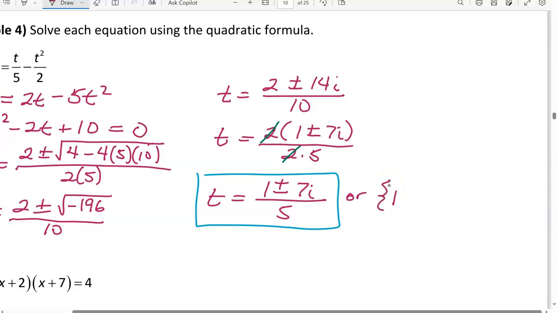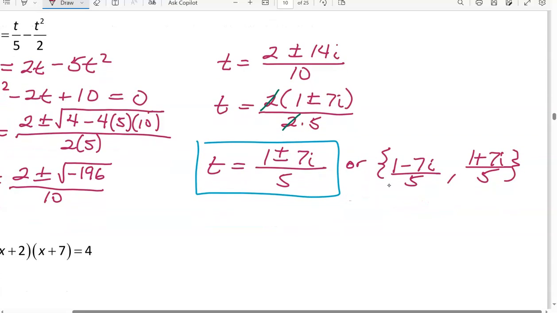Or if you wish, you can write your answer as a solution set. 1 minus 7i over 5 is one solution, and 1 plus 7i over 5 is the other. This could also be written in a plus bi form, 1/5 minus 7/5 i, and 1/5 plus 7/5 i. There are lots of options for ways that you can write your answers.